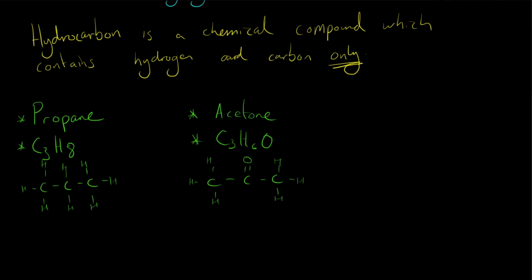Now, back to this definition here. A hydrocarbon is a chemical compound which contains hydrogen and carbon only. Well, if we look at propane, it's got carbon, it's got hydrogen. Acetone's got carbon and hydrogen as well, but propane, that's all it's got. It's only got carbon, it's only got hydrogen. It's a hydrocarbon. Acetone, yes, it's got carbon, yes, it's got hydrogen, but look here, it's also got oxygen. This is not a hydrocarbon.